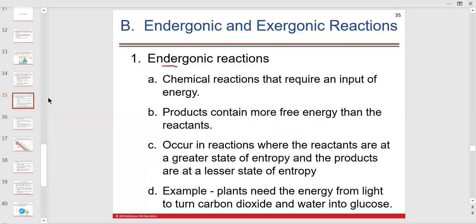So endergonic: input of energy. And of course, you're going to need an enzyme for a lot of those reactions. So the products will contain more of the free energy. Energy is used in the reaction to form the products. So the products are at a greater state of free energy, and we could say more stable.